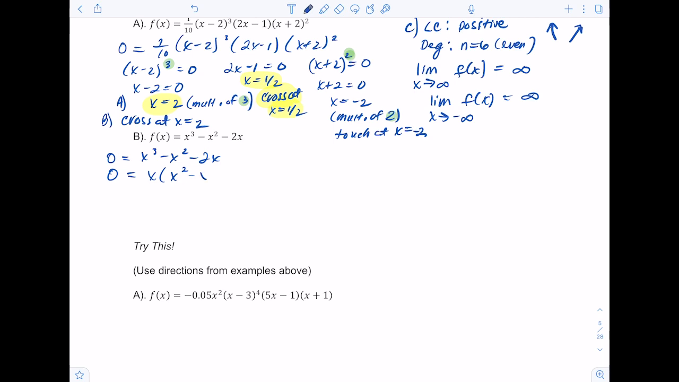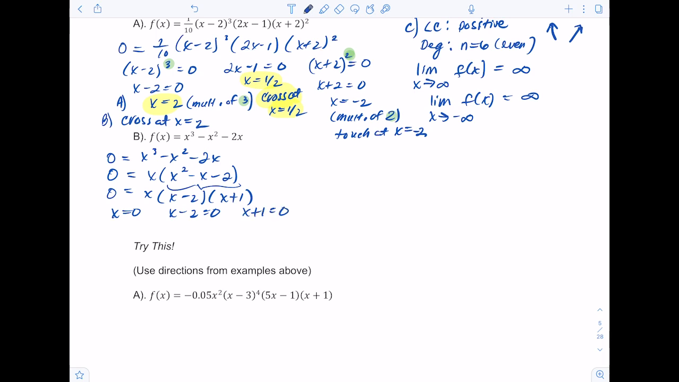And here we can factor out an x, and you're left with x squared minus x minus 2. And then I can also factor the inside here. So two numbers that multiply to give you negative 2 that add to negative 1, and we get x minus 2 times x plus 1. Okay, and I'm going to set each of these factors equal to 0.